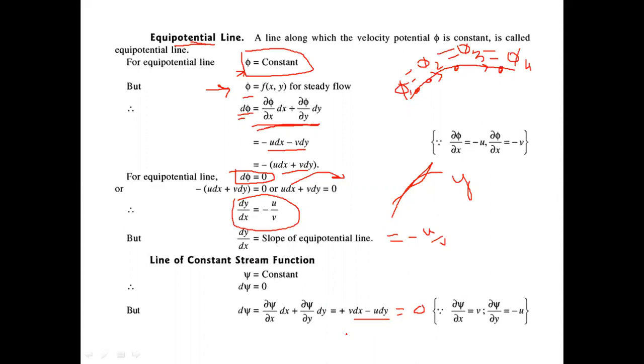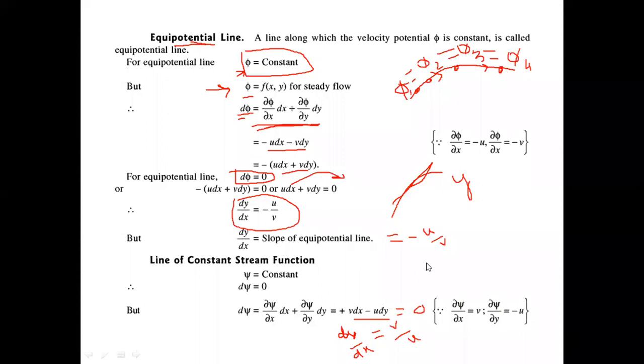So from here, I can say the slope dy by dx will be equal to, if you simplify the above expression, it should be equal to v by u. If you simplify this expression, this u dy will come over to the other side, and from here you can calculate dy by dx is equal to v by u. So the slope of a constant stream function will become equal to v by u, and the slope of the equipotential line will be minus u by v.